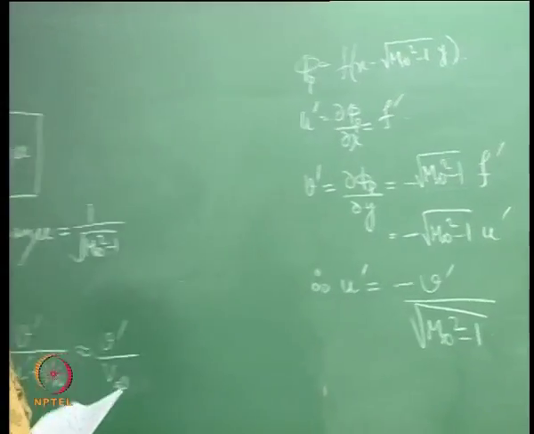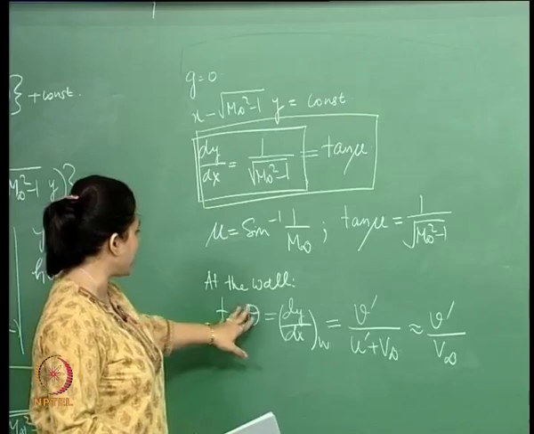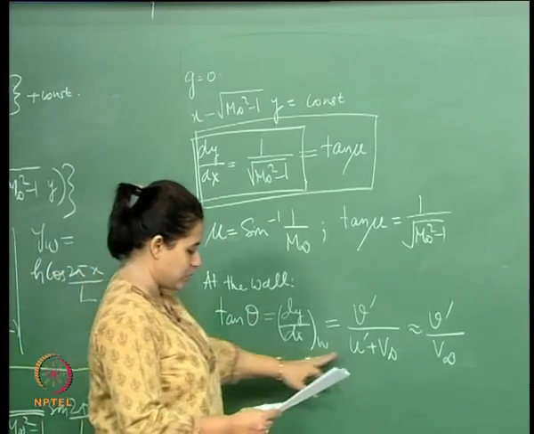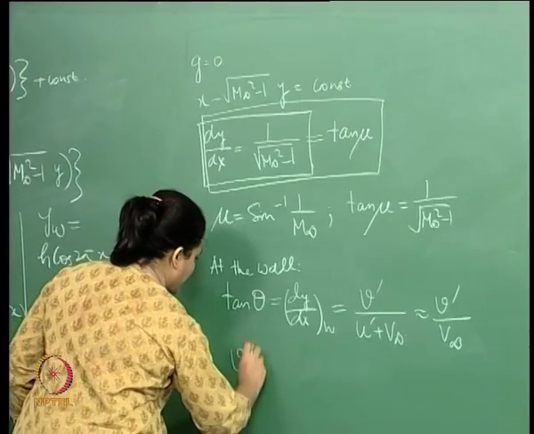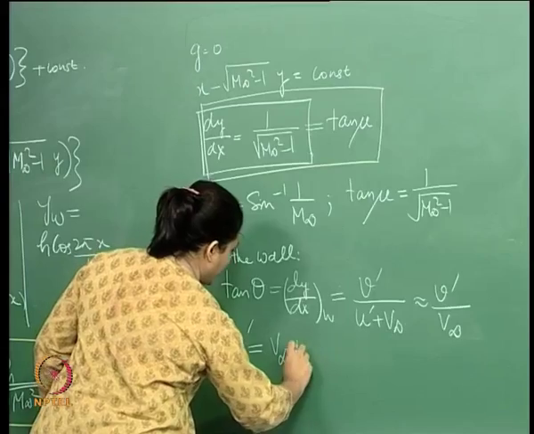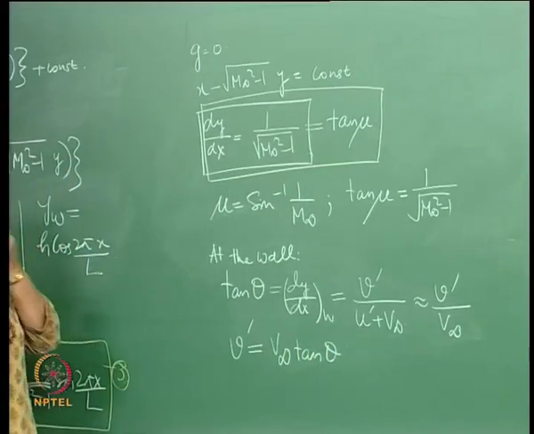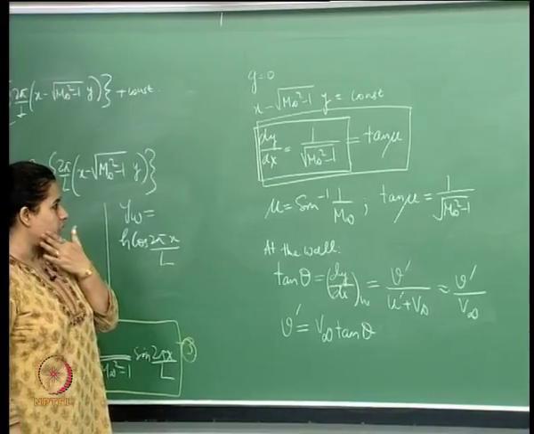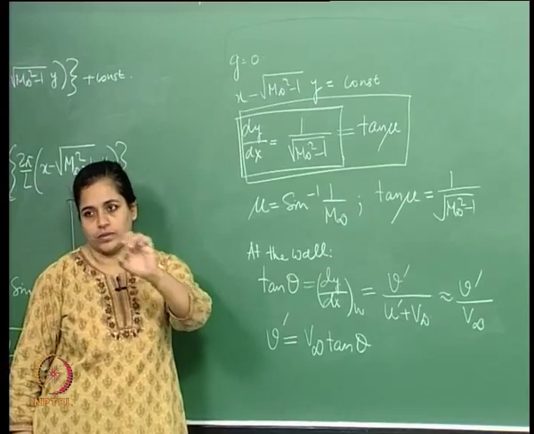Now what we saw from here is that we can write at the wall tan theta is equal to this v dash here. So let us say v dash we can write as V infinity tan theta. Now please try and understand this here, that this theta is the physical slope.